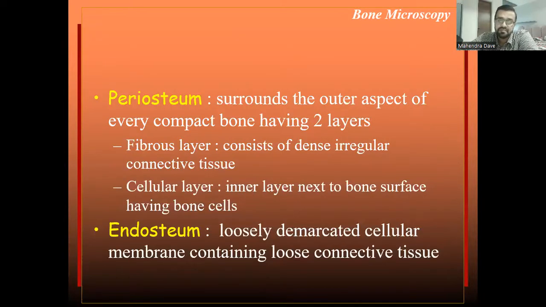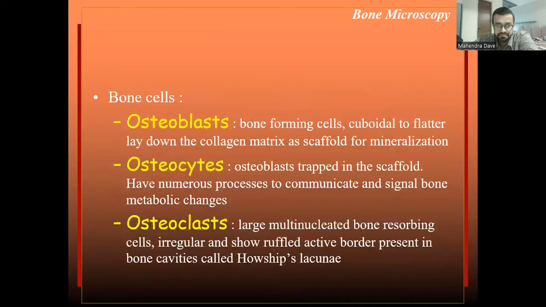What is periosteum? Periosteum is the part which surrounds the outer aspect of every compact bone, having two layers: one is fibrous, the other is cellular. The fibrous layer consists of dense, irregular connective tissue, and the cellular layer is the inner layer next to the bone surface, having bone cells. What is endosteum? Endosteum is a loosely demarcated cellular membrane containing loose connective tissue.